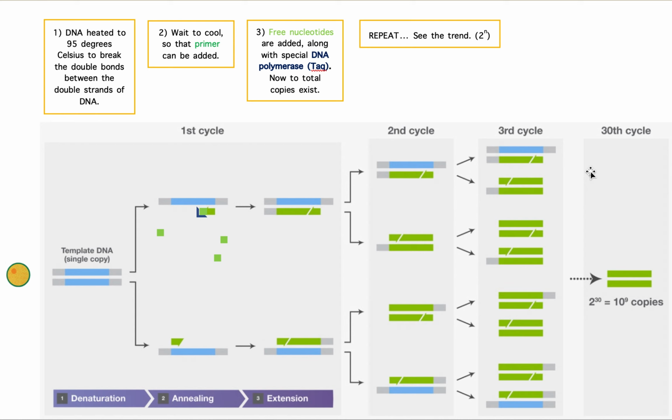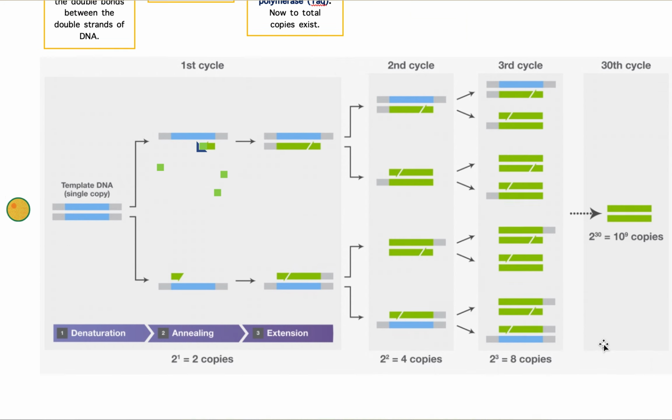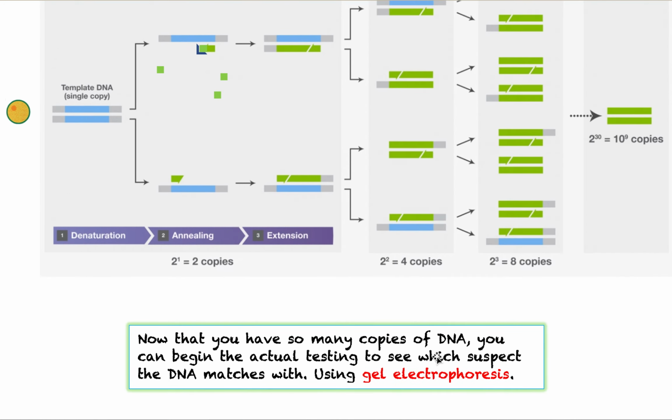Now that's the whole point. So that's the first step in DNA profiling. We first want to make enough DNA. So after you've made billions of copies of DNA, now the scientists are ready to go and test to compare which suspect matches the DNA of the crime scene. And that way we will know the murderer after all.